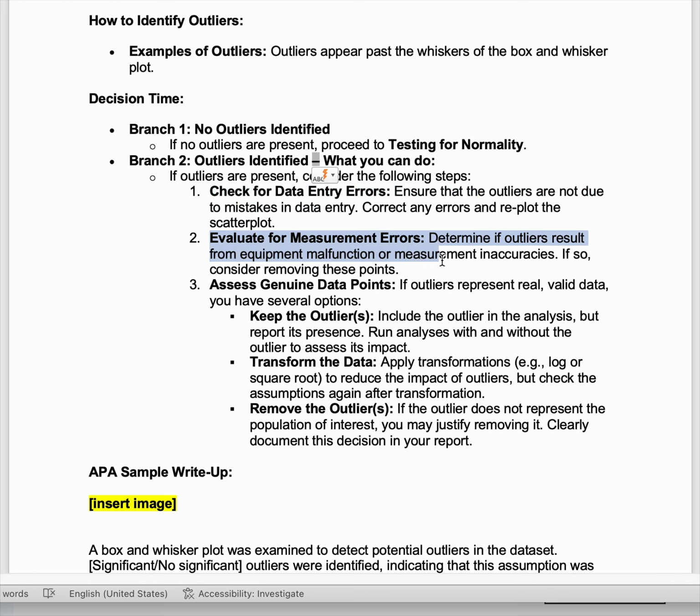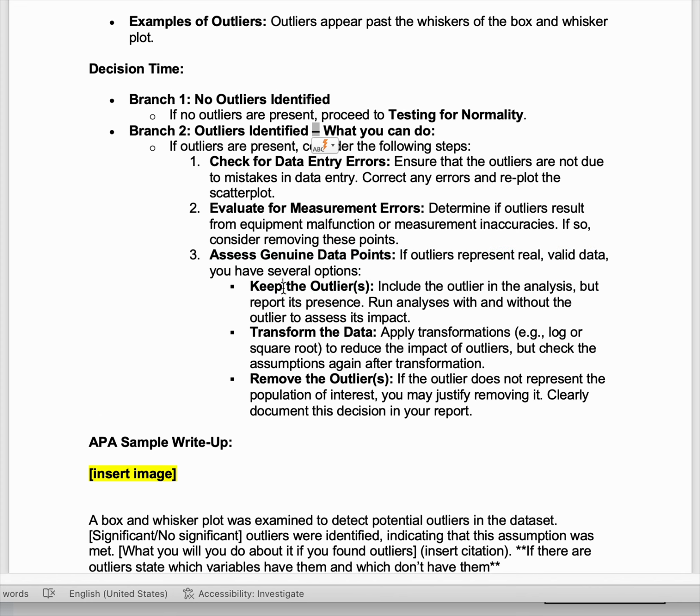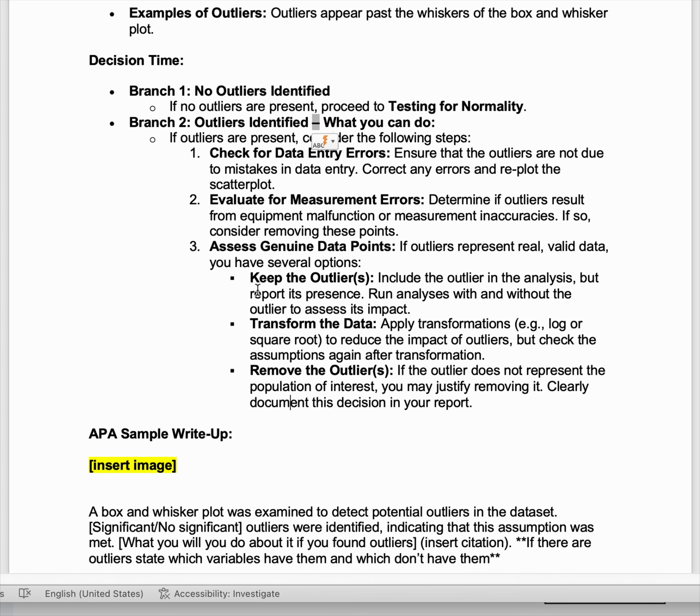You need to determine, could someone have mismeasured that outlier? So did something happen during testing? Is there anything that could account for it? And then you're going to decide, if this is an actual outlier, do I keep it, do I change it, or do I remove it? And really, that's going to be up to you to decide, and you just need to own that decision for why you did that.